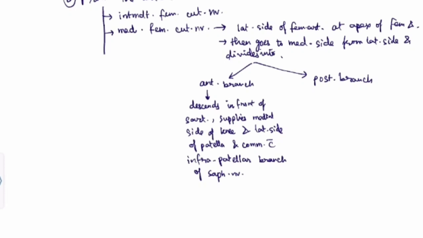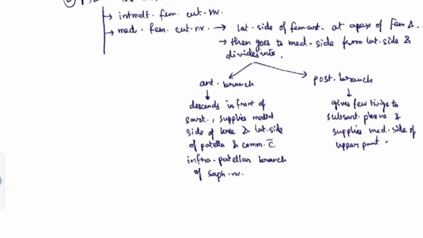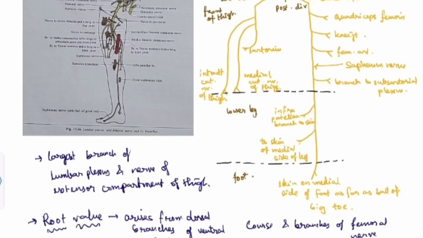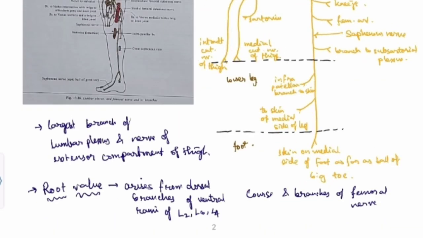The posterior branch gives a few twigs to the subsartorial plexus and supplies the medial side of the upper part of the leg. Finally, we have another branch, which is the nerve to sartorius. It may arise independently, as I have shown here, or it may come from the intermediate cutaneous nerve of the thigh.